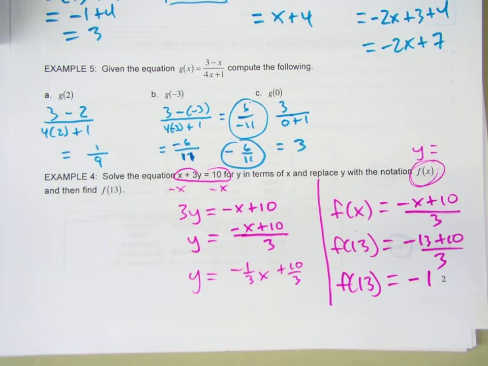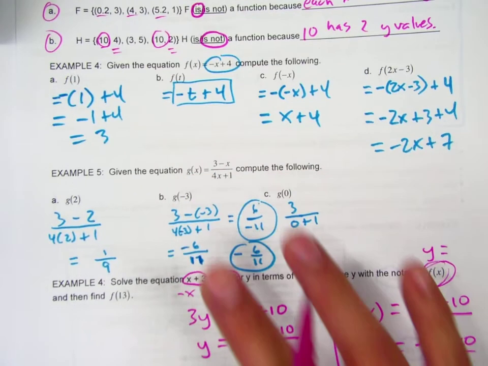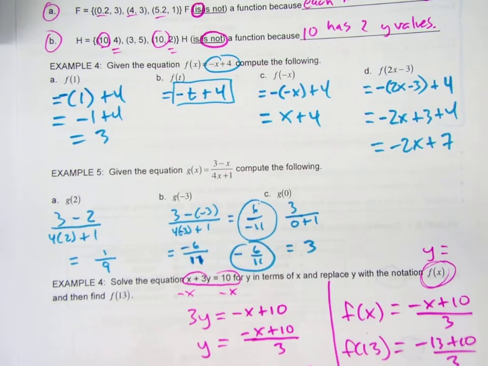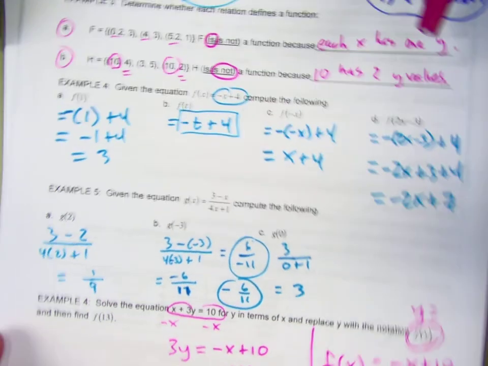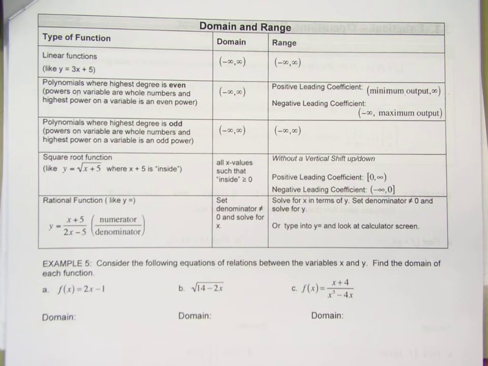Okay, so we've done a couple of things. We've reviewed or learned, for some of us, how to determine if something represents a function. We've played around with function notation a little bit and understood how to plug stuff in and simplify it. Okay, next, we're going to talk about domain and range. Okay?